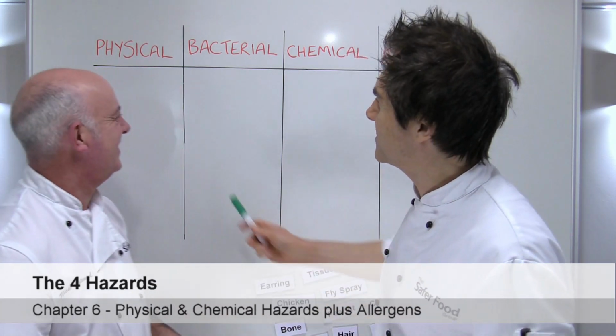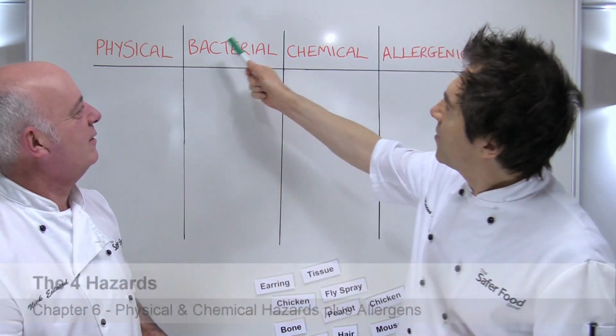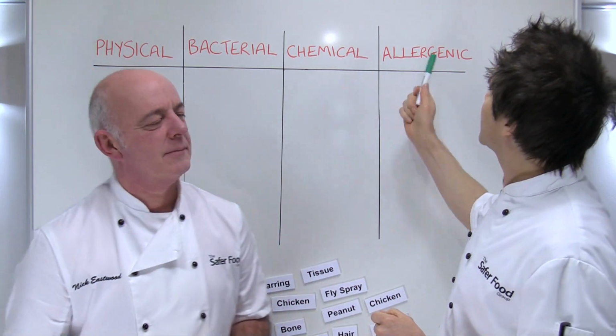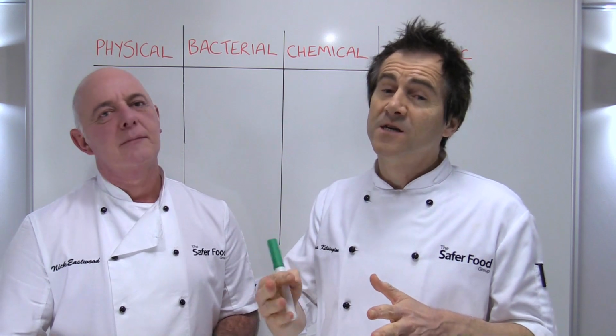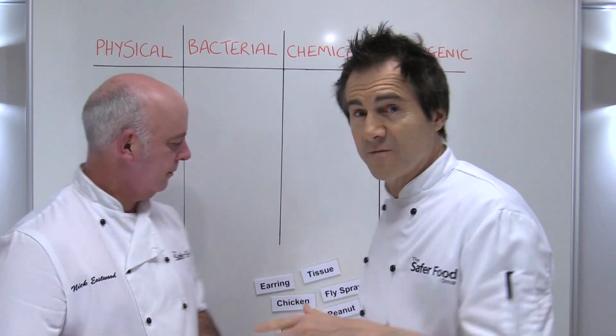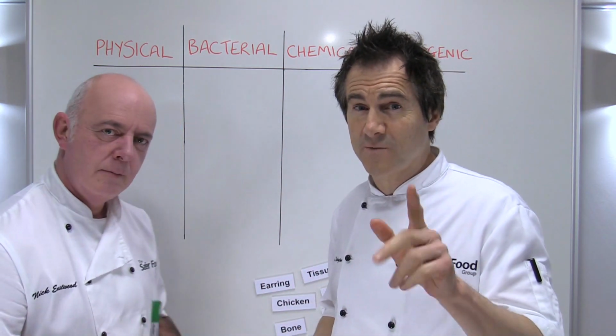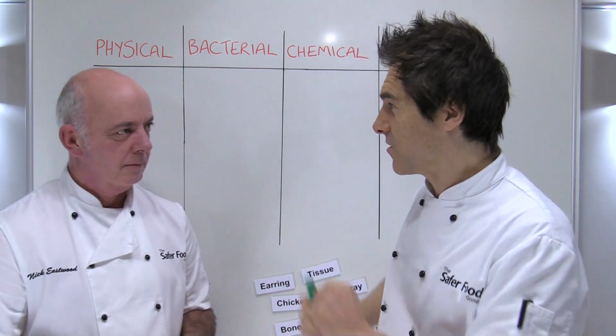This is chapter 6 and this is all about hazards. Now there are 4 hazards. We're using our famous classic whiteboard to demonstrate this. So we've got physical, we've got bacterial, we've got chemical and we've got allergenic. Now you're going to get at least 3 or 4 questions on this, so please pay attention. Nick and I are going to have a bit of fun. I'm going to ask you a few questions as well, so play along. I'm going to test you. I'm going to test Nick as well.